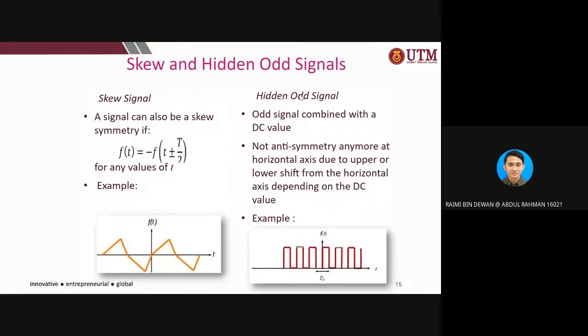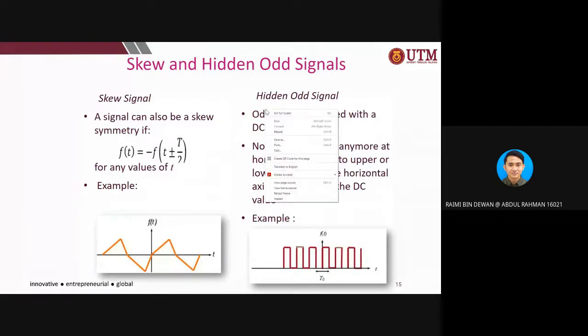A hidden odd signal is an odd signal combined with a DC value. It is not anti-symmetric anymore about the horizontal axis, due to an upper or lower shift from the horizontal axis depending on the DC value.